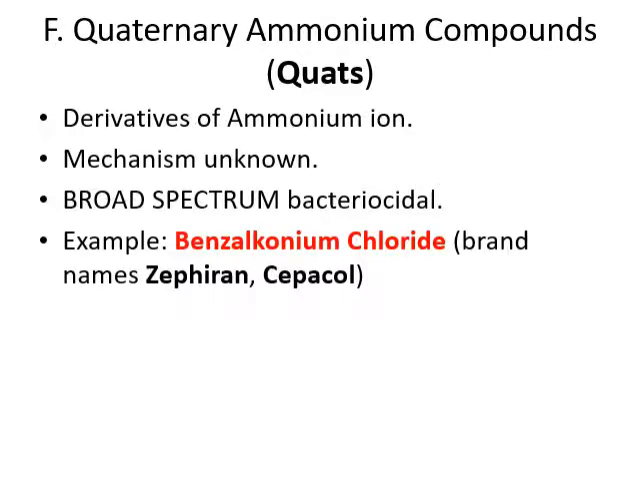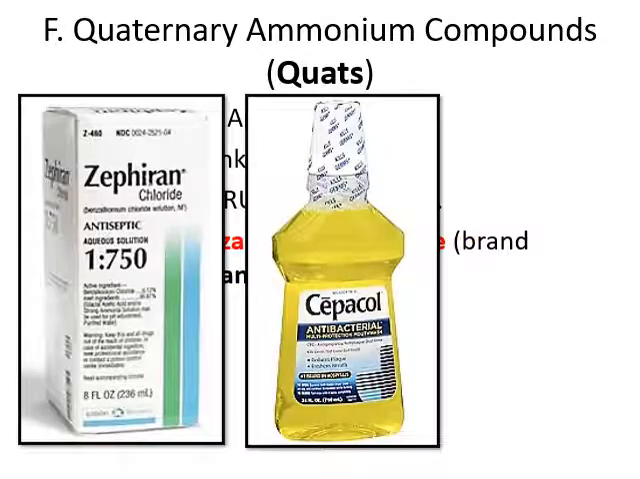Okay, quaternary ammonium compounds, also known as quats, are broad spectrum bactericidal, which means that they will kill all types of bacteria, and we'll talk about broad versus narrow spectrum antibiotics in the next lecture. Benzalkonium chloride is a common quaternary ammonium compound. It goes by the brand name Zephiran or Cepacol. So you will see Zephiran or Cepacol mouthwashes, so-called antiseptic mouthwashes.